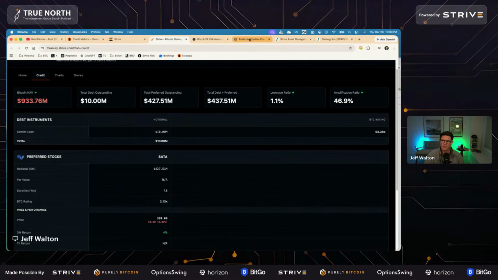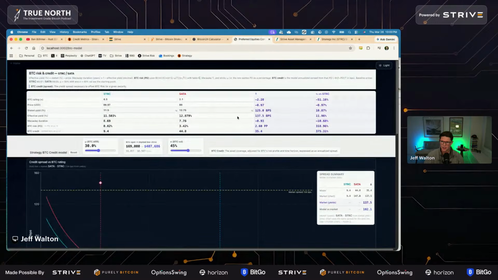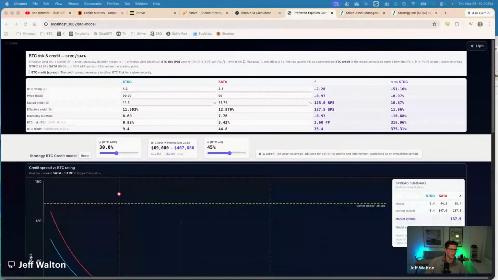And what I have done is built a vibe coded visualization of the relativities between STRC and SATA. So let's make this bigger because the screen is a little bit small. And we can start to compare here. Okay, so putting the BTC ratings next to each other: STRC has got a BTC rating of 4.3 and SATA has a BTC rating of 2.1. Now, at the onset, you look at those and you say, whoa, those are significantly different. For example, SATA is 51% lower than STRC on a BTC rating basis.